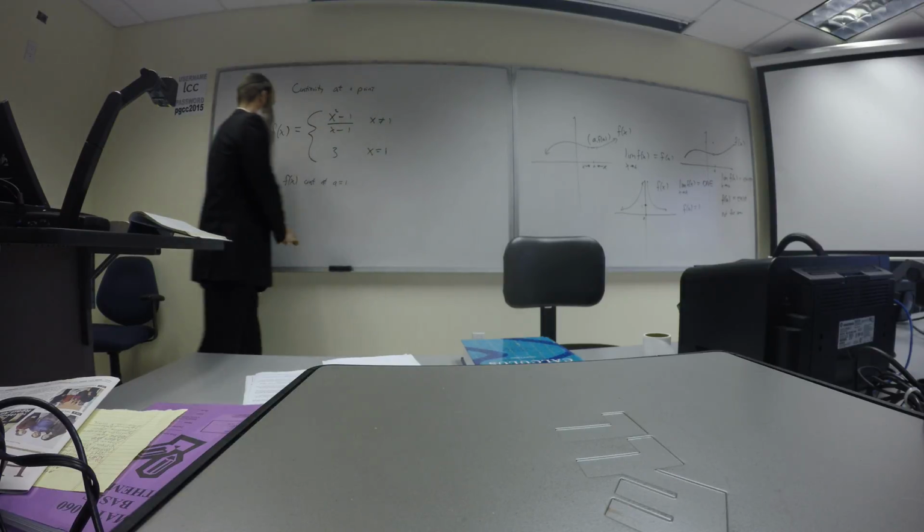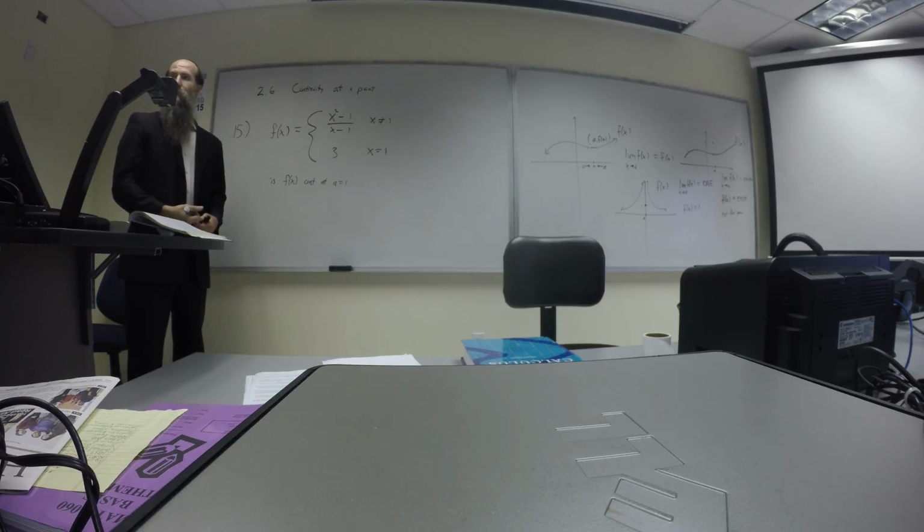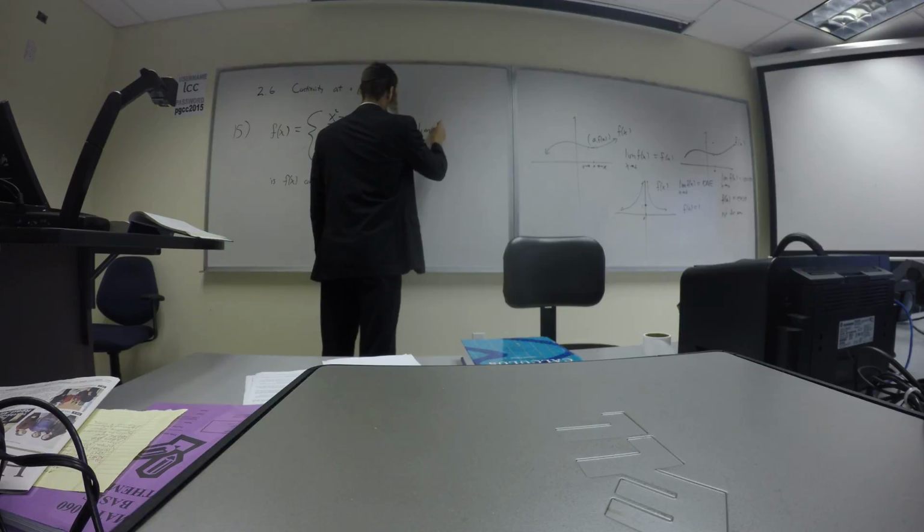All right, so continuous or no? So we have to examine the limit of the function as x approaches 1. We need to figure out what the function is at 1, and then make sure they're the same. And if any one of these three things fails, just immediately say it's not continuous there. Got it? Okay, let's do the limit first. Limit of f of x as x approaches 1.